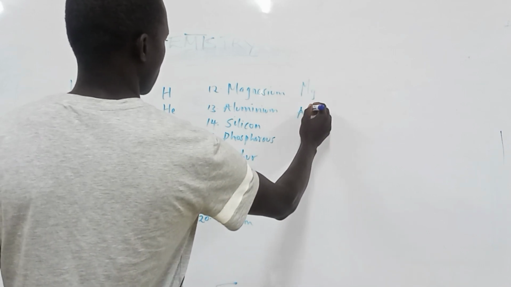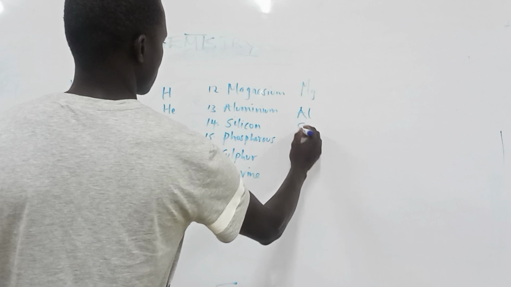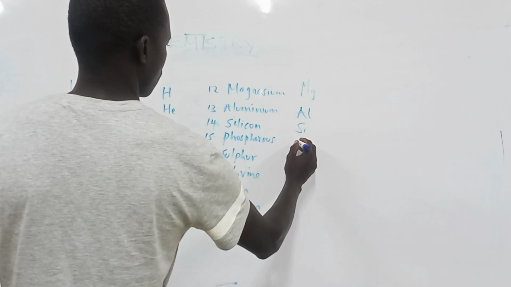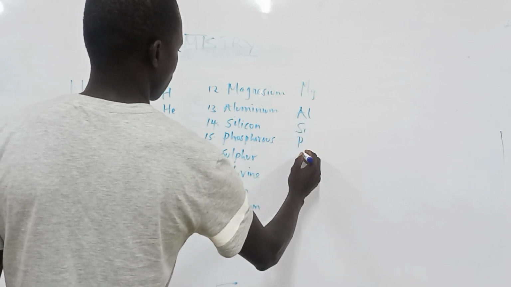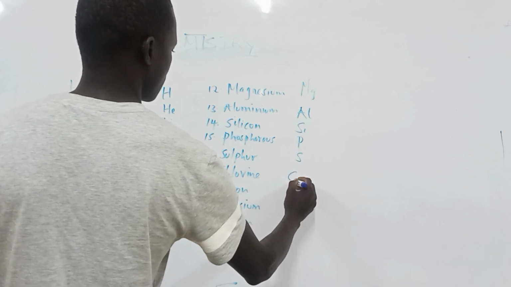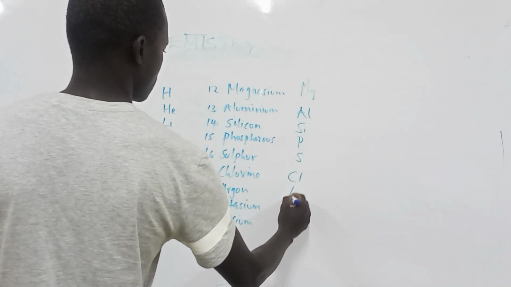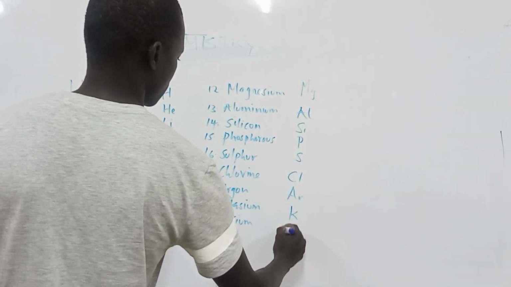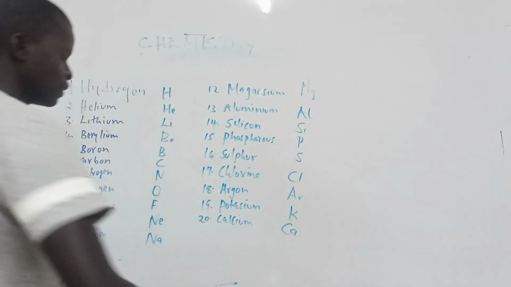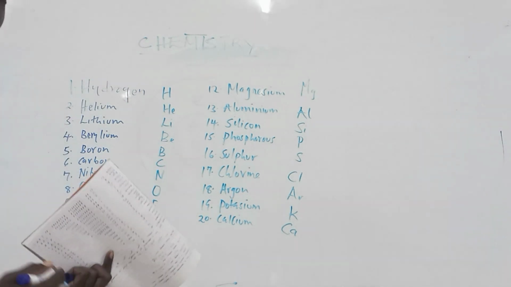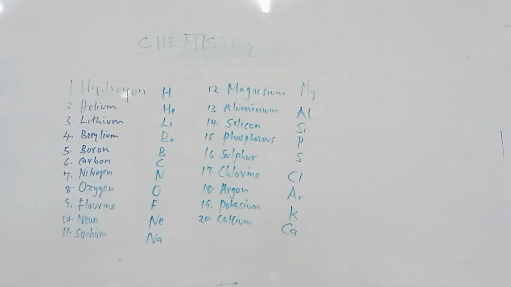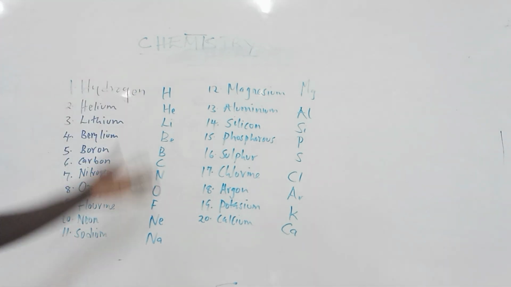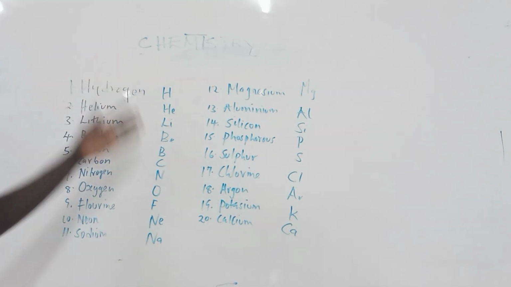aluminium is Al, silicon is Si, phosphorus is P, sulfur is S, chlorine is Cl, argon is Ar, potassium is K, calcium is Ca. So those are the first 20 elements of the periodic table with their symbols. So while drawing the periodic table, we'll be required to indicate them using the symbols.